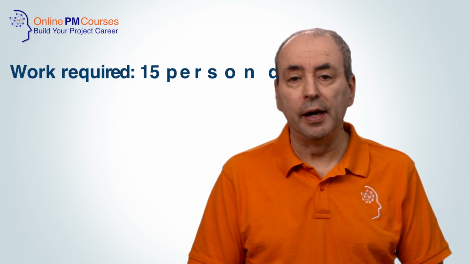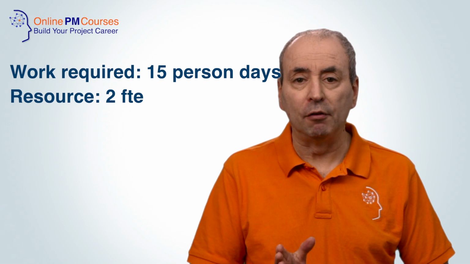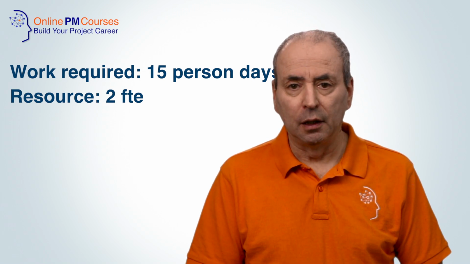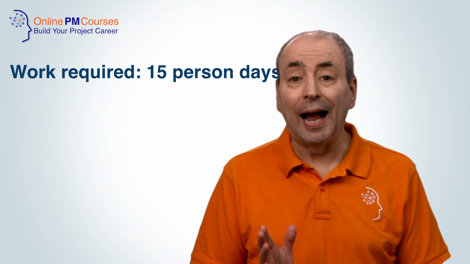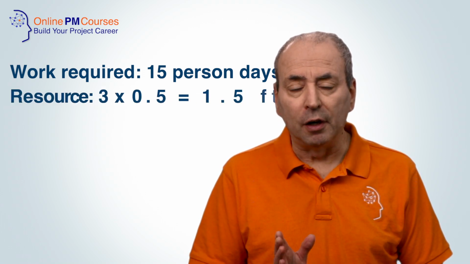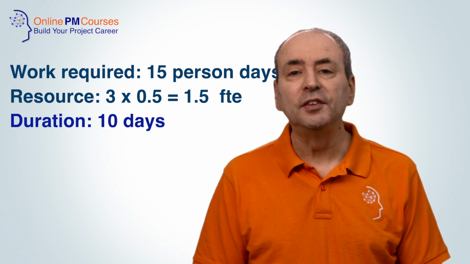For example, a task that has a work required of 15 days and 2 full-time staff allocated to it will have a duration of 7.5 days. However, if 3 people are allocated to the same task, but for half of their time only, this will lead to a duration of 10 days.